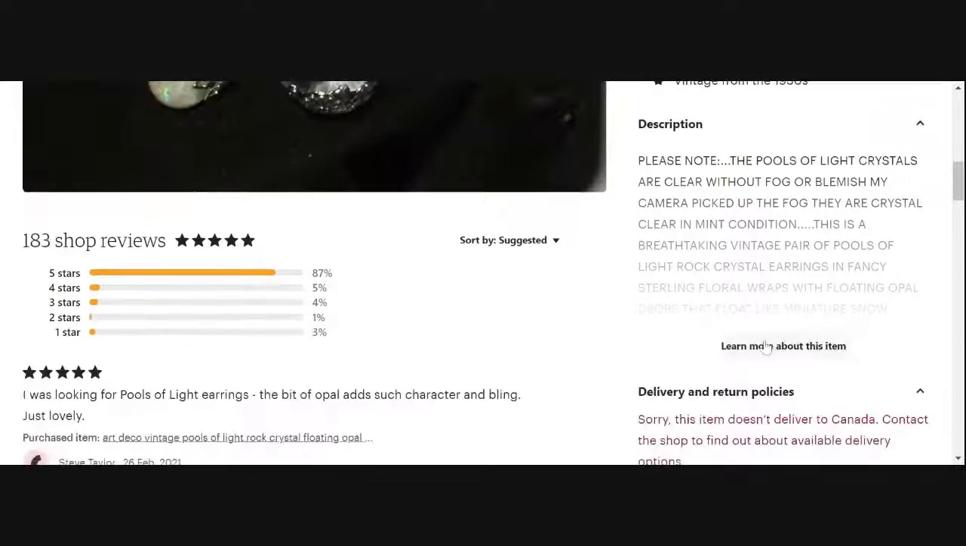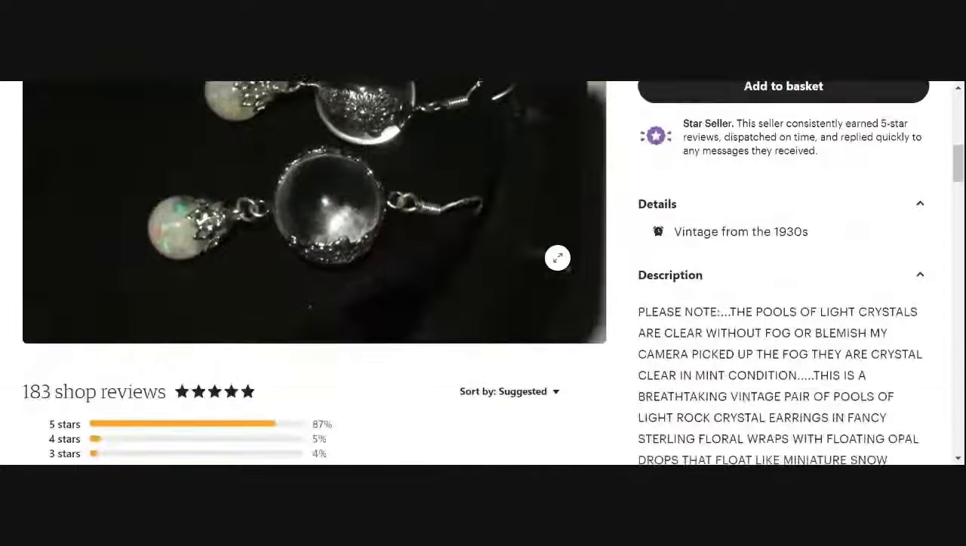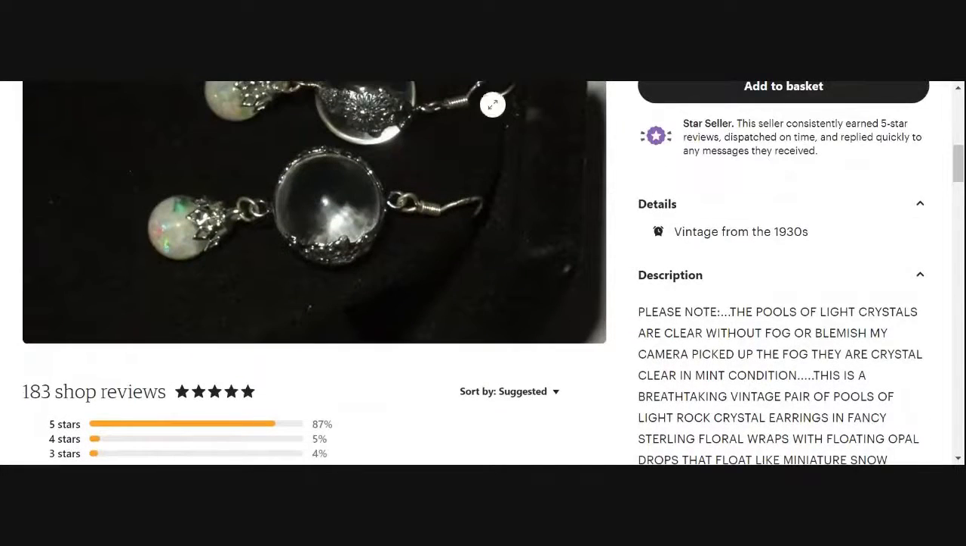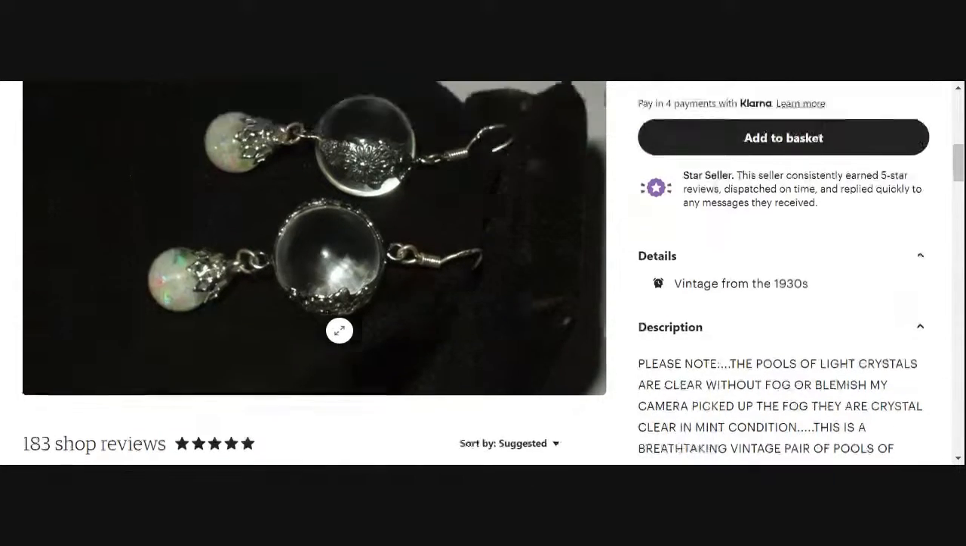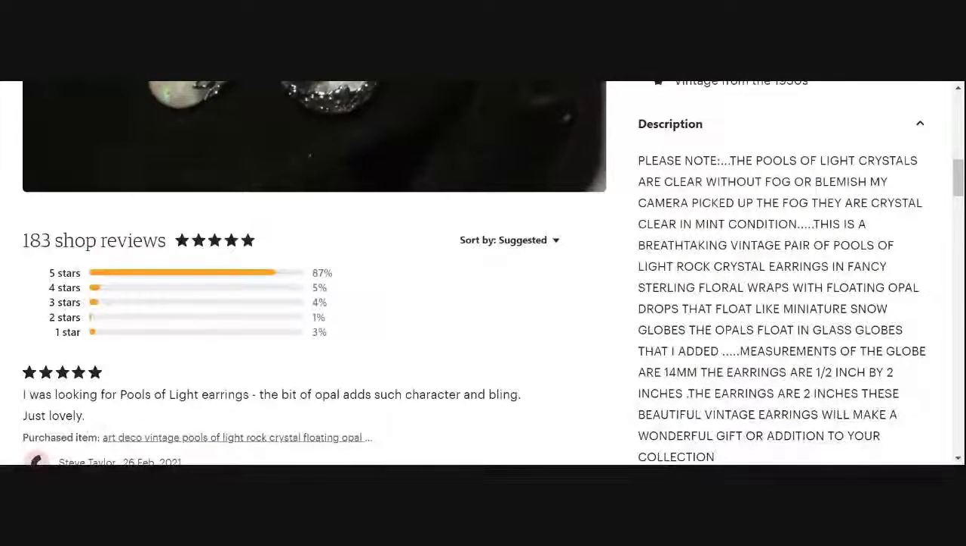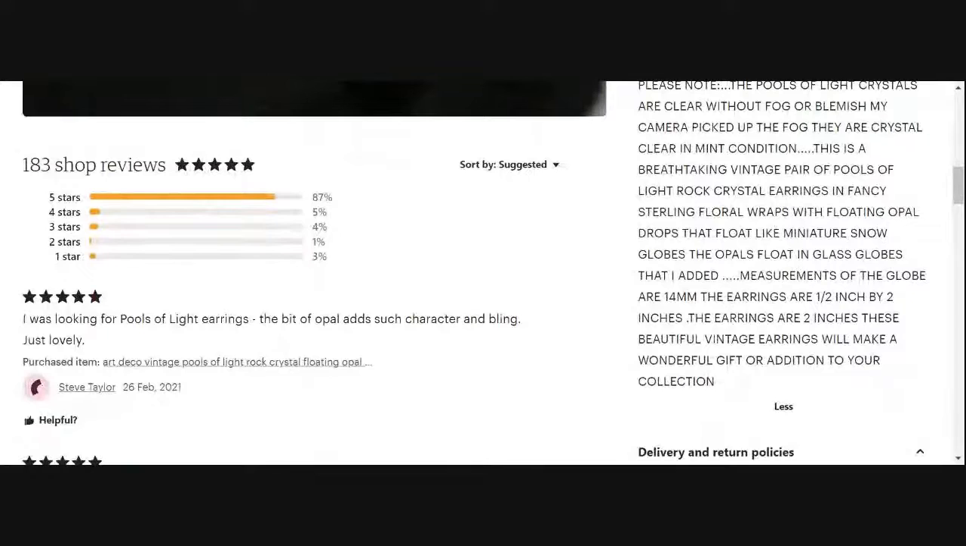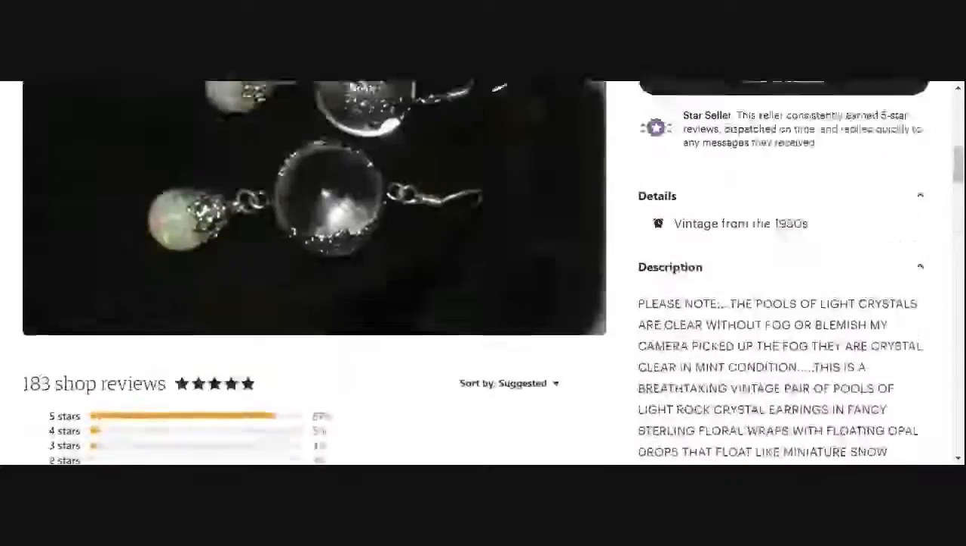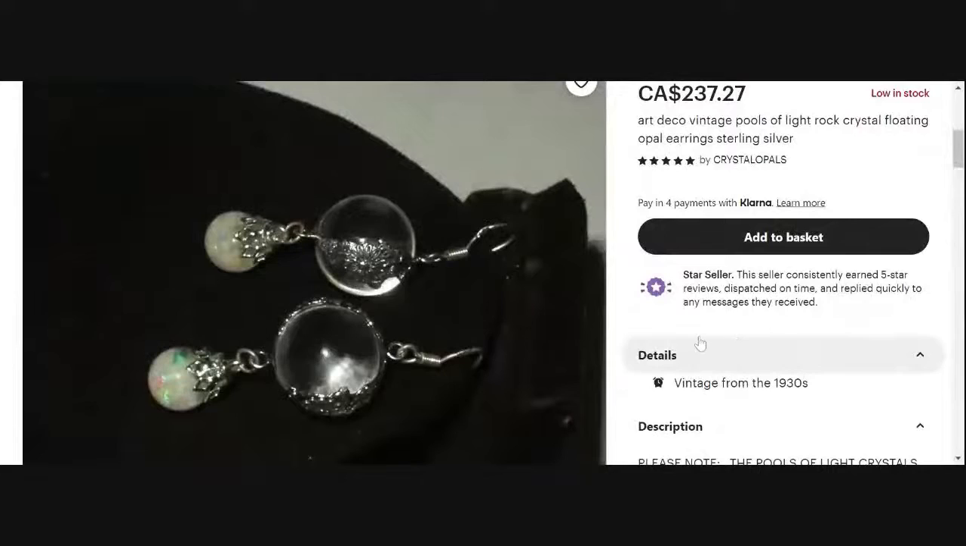Now, I'm going to read this description because it would be unusual that these actually be from the 1930s. I feel like these may be put together from different components, because Horace Welch's floating opals were generally in gold, and these, if sterling, would be from another company. So let's just give this a read. The pools of light crystals are clear without fog or blemish in my camera, blah, blah, blah. Sterling floral wraps, as is commonly seen. Doesn't ship to Canada, so I'm out of luck. I don't know. There's only one image on this.